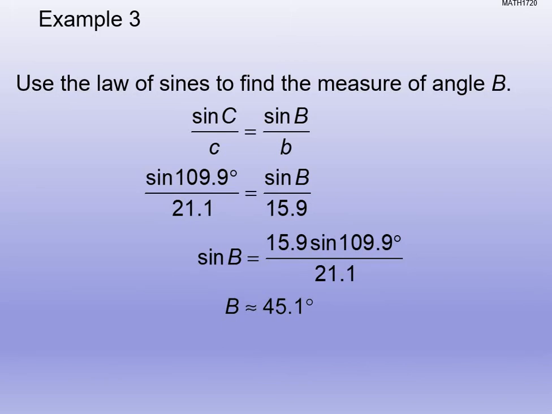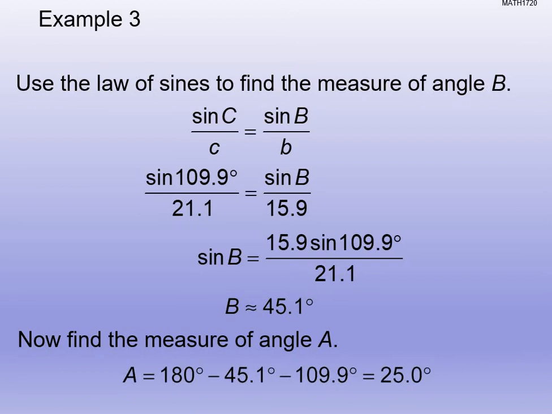So once again, take 15.9 times sine of 109.9, hit enter in your calculator, then divide by 21.1, hit enter, and then do second sine, so sine inverse of that value, and hit enter. You should get approximately 45 degrees when you substitute that in. Now to find the measure of the other angle, we're going to take 180 minus b, which is 45.1, minus c, which is 109.9, and we get 25 degrees. Remember that all the angles in a triangle have to add up to 180 degrees.